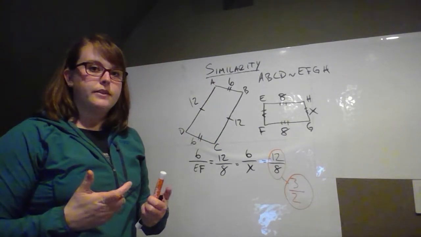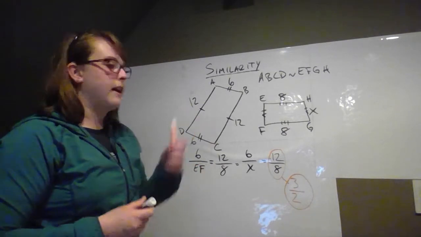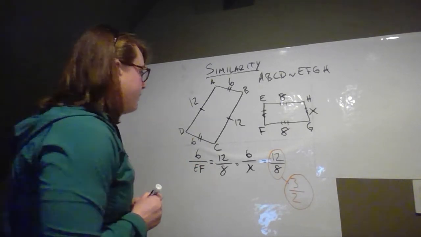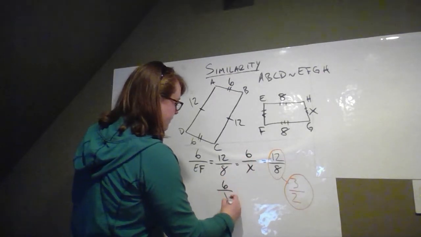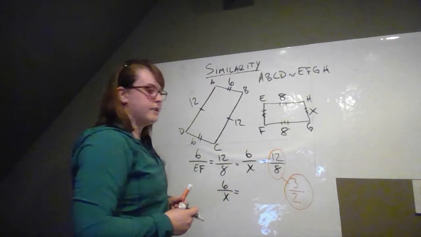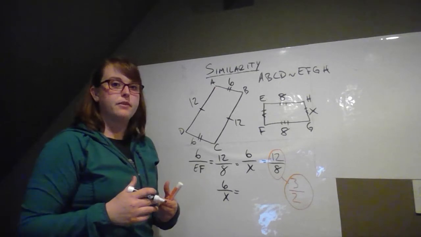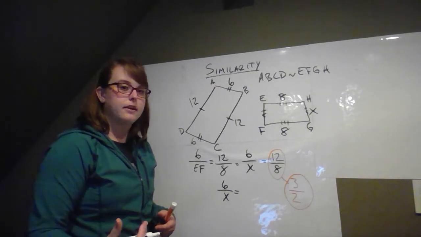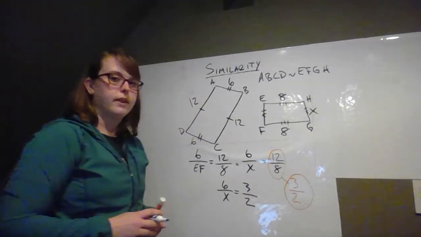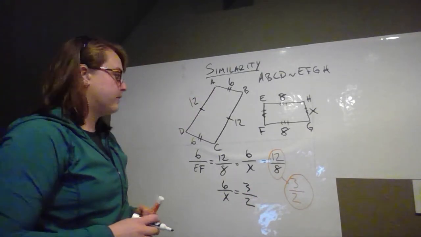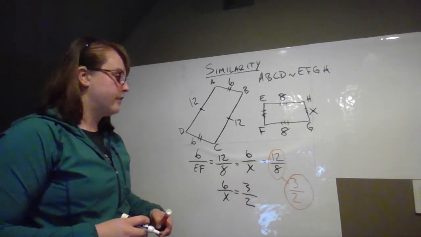But then if I wanted to solve for x and find my missing side, all I would do there is take the one that has a variable in it, 6 over x, and set it equal to the one that does not have a variable in it, or you can set it equal to the similarity ratio. That's the same thing. So I can set it equal to 3/2 if I would like to. That will give me the same answer as if I were to set it equal to 12/8.